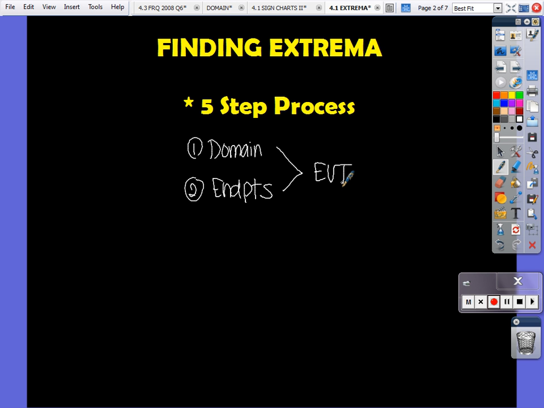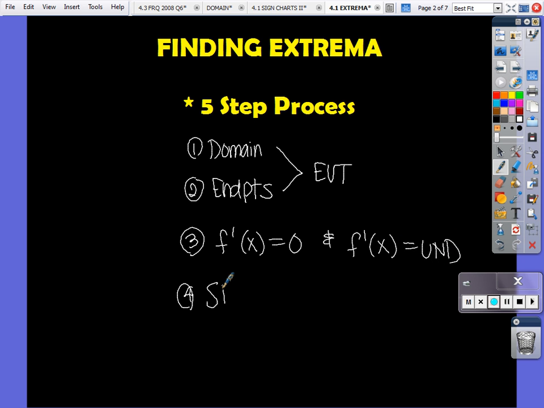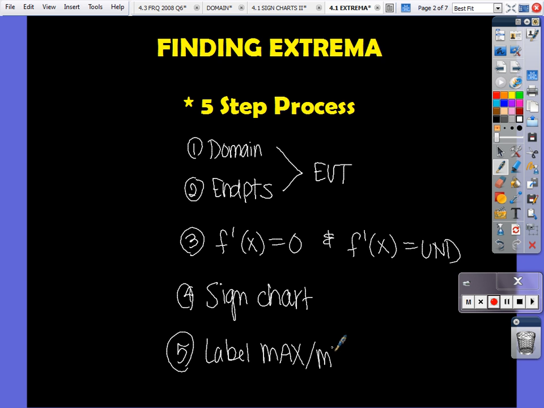If it doesn't hold, you could end up with one or the other or both, but you're just not guaranteed them. Third step, find your derivative, set it equal to 0, and take that same derivative and make it equal to undefined. Step 4, make a sign chart. And then step 5, you want to label your max and min. Check for absolute. And then give reasoning.